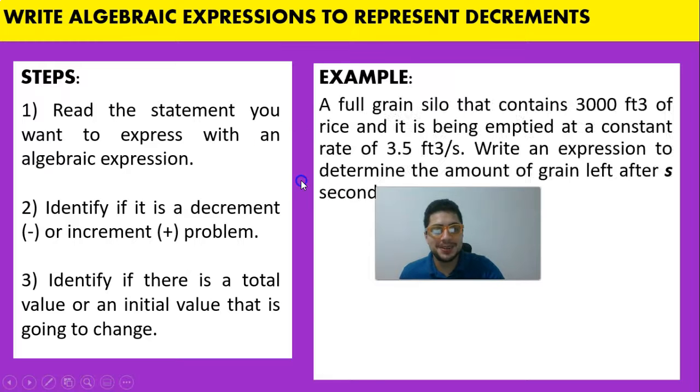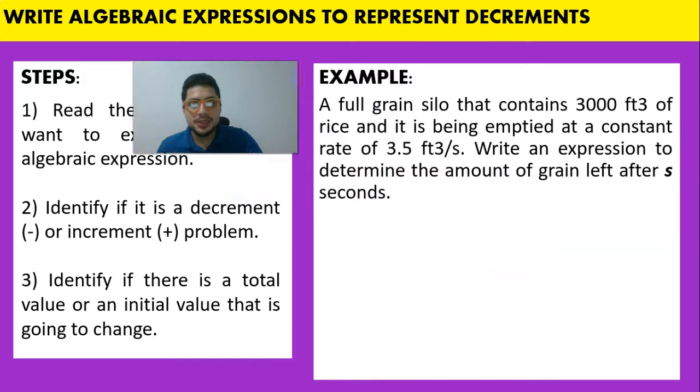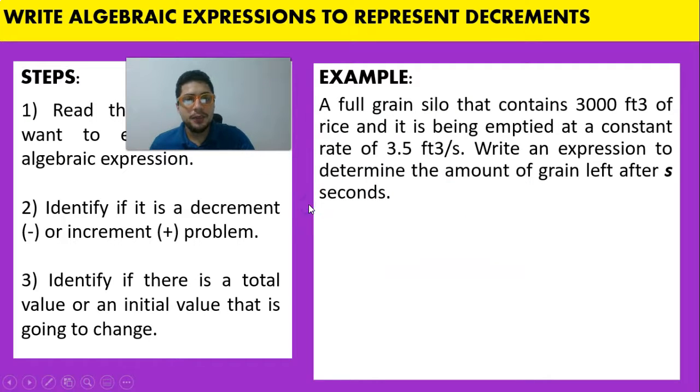So let's tackle one. The problem here says, a full grain silo contains 3,000 cubic feet of rice and it's being emptied at a constant rate of 3.5 cubic feet per second. Write an expression to determine the amount of grain left after S seconds.